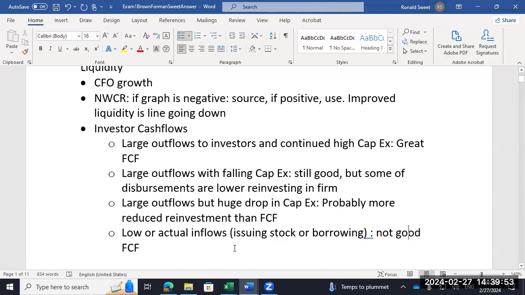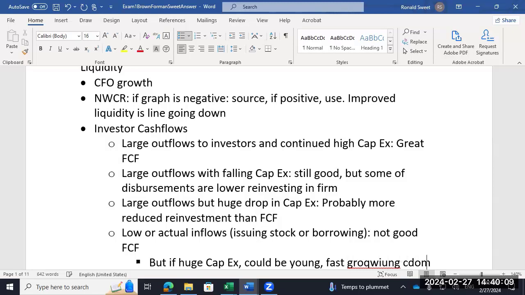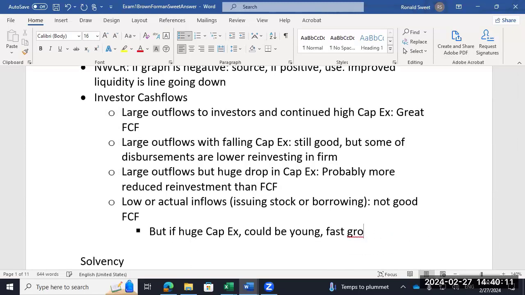Now, what could be the one kind of caveat to this? Huge CapEx could be a young, fast-growing company. You're probably not going to see that because I really can't put a company like that on the exam, because their numbers are going to be a mess. But sometimes you see a firm that's borrowing a lot, issuing a lot of stock, and doing a lot of CapEx. Why? Because it's a new firm and it's growing fast. Obviously, they're not producing free cash flow because they're not at that stage of the business yet.